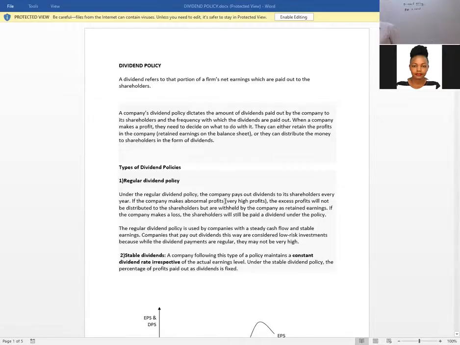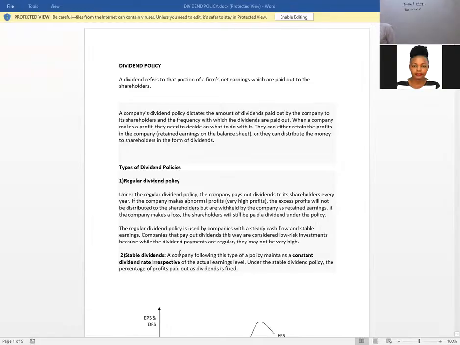Under the regular dividend policy, the company pays out dividends to its shareholders every year. This must be a blue chip company, one that even during COVID is still able to meet its obligations. If the company makes abnormal profits, very high profits, the excess will not be distributed to the shareholders but withheld by the company as retained earnings. If the company makes a loss, the shareholders will still be paid a dividend under the policy. The regular dividend policy is used by companies with a steady cash flow and stable earnings. Companies that pay out dividends this way are considered low-risk investments because, while the dividend payments are regular, they may not be very high. For you to understand properly what regular dividend policy means, let's look at stable dividends first.